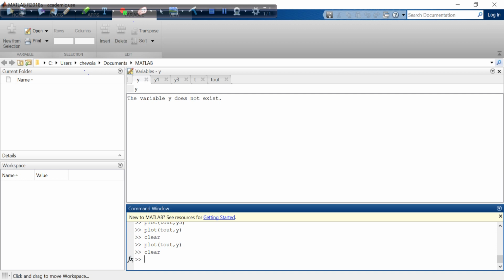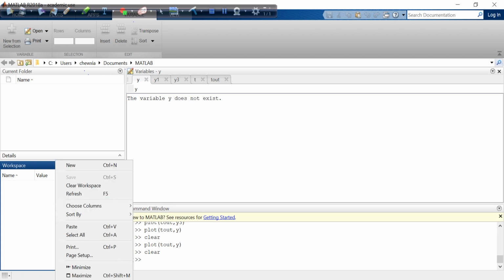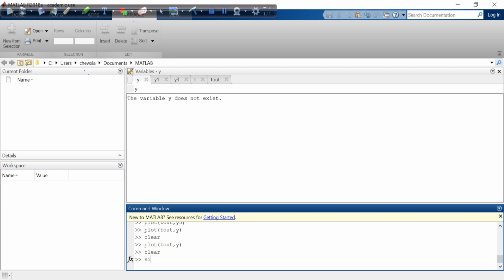So we ask you to save the MAT file through the MATLAB user interface. That is where, through the workspace, you can right-click and save your file if there is some data there. Okay, but if not, let's just start from the beginning.